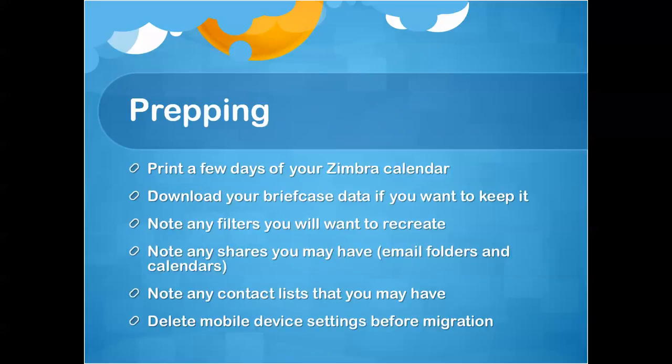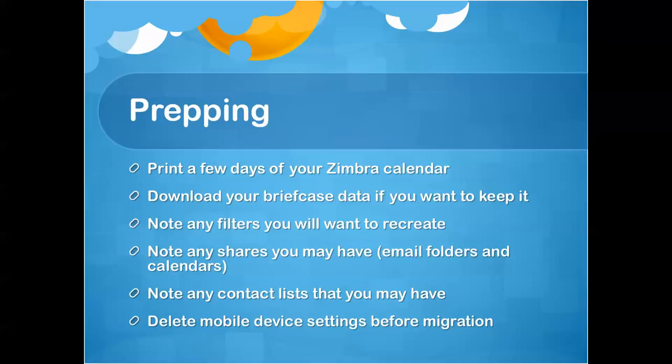So a few things that we need to go over is prepping for this transition. What we recommend is you print a few days of your Zimbra calendars and even a couple weeks if need be if you manage rooms and resources so that you know an active schedule of what's happening. The next thing is you need to download your briefcase data if you want to keep it. We have some knowledge base articles that I will show where to locate later on. But the main thing is that the briefcase does not transfer. So if you want that data, you need to try to download it beforehand.